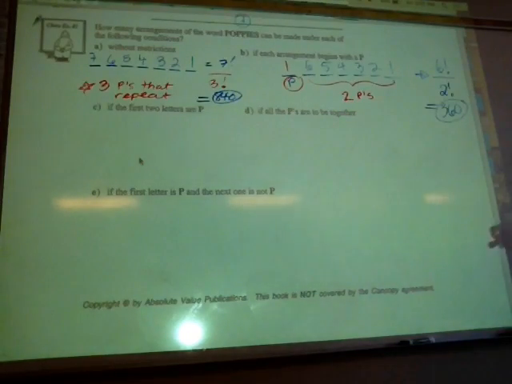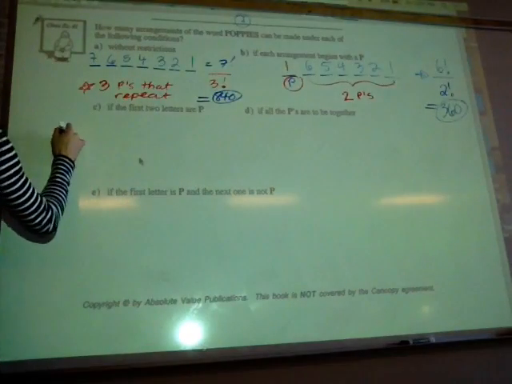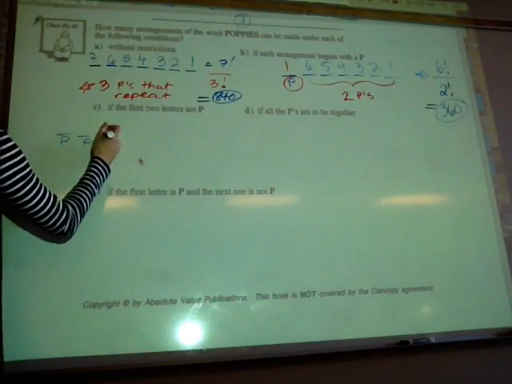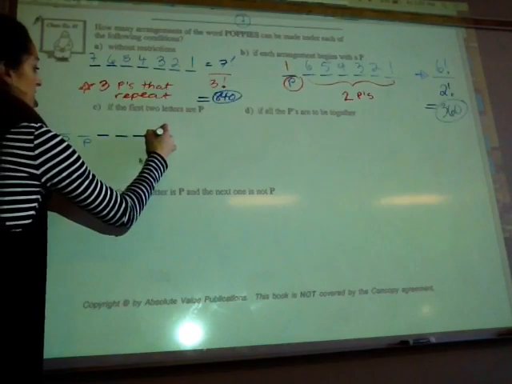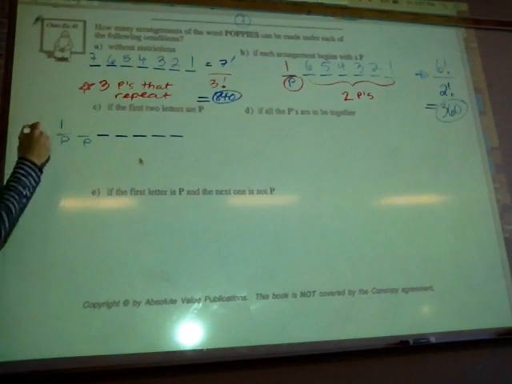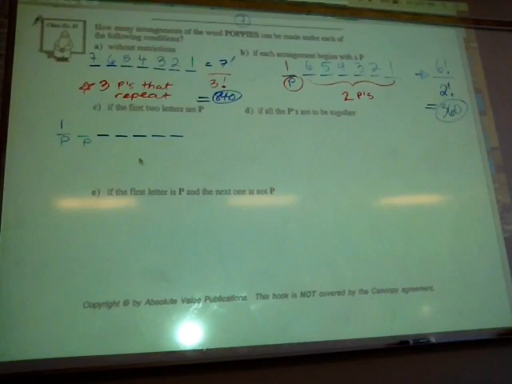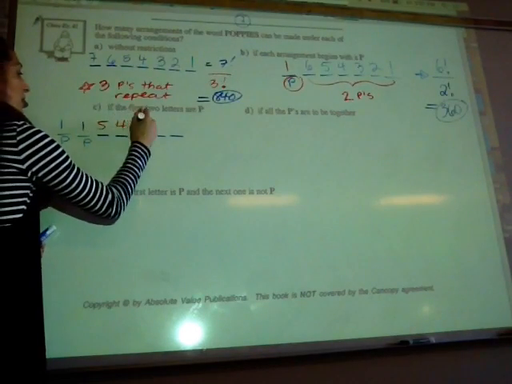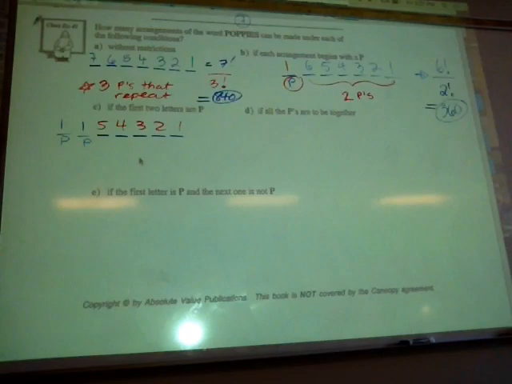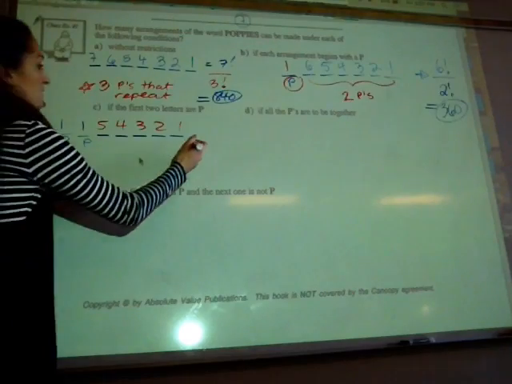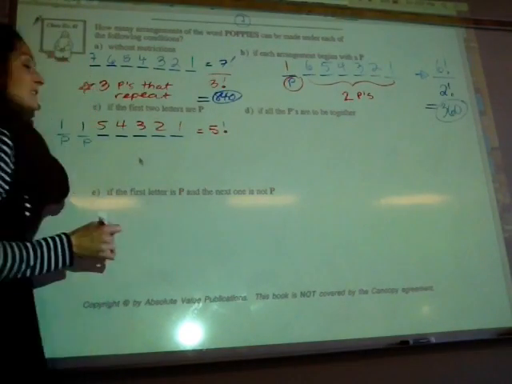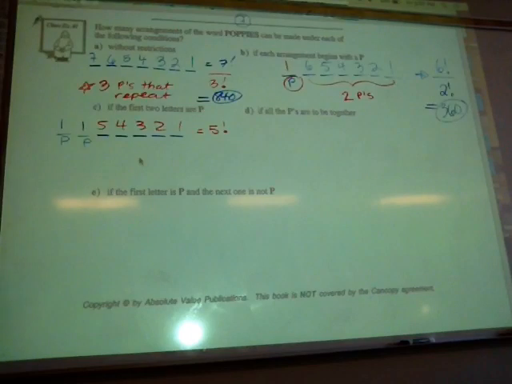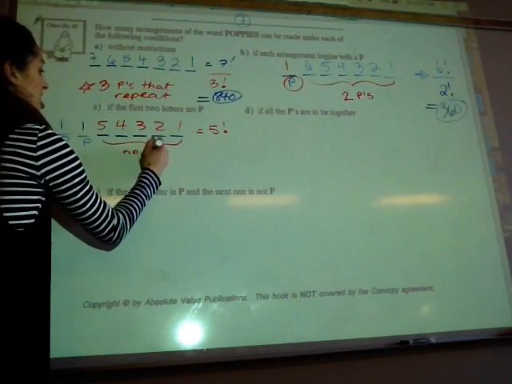Part C, the first two letters are P. So we have P, P, and then 5 letters left. If the first letter has to be P, we have one choice. If the second letter has to be P, we have one choice. And we've used up 2 letters, so we have 5, 4, 3, 2, 1 choices left. So that's equal to 5 factorial. Do I need to divide by any repetition? No, because nothing repeats here.